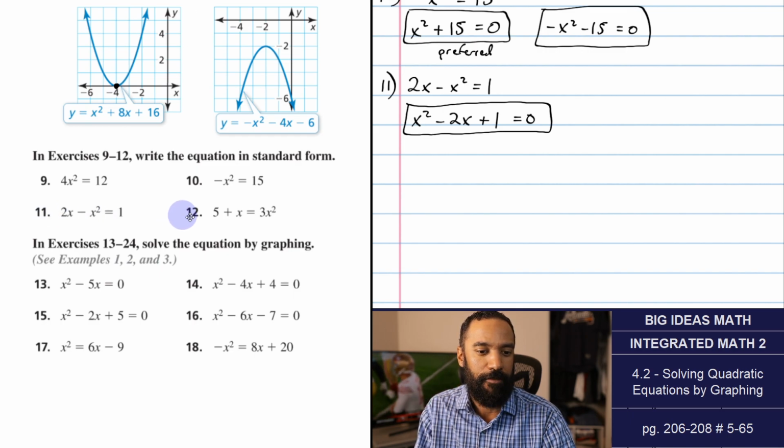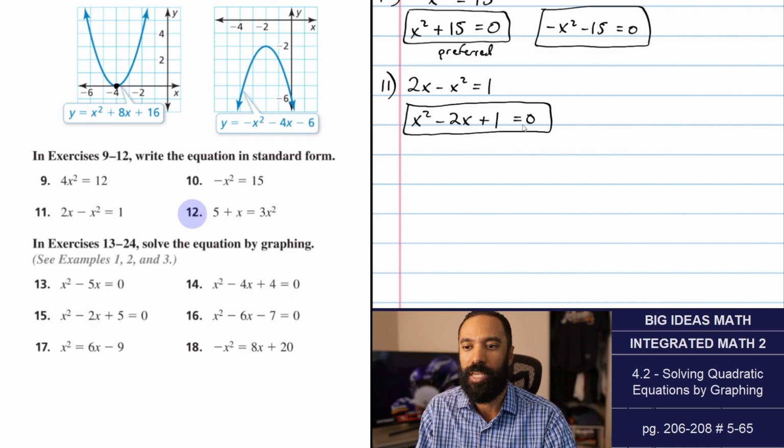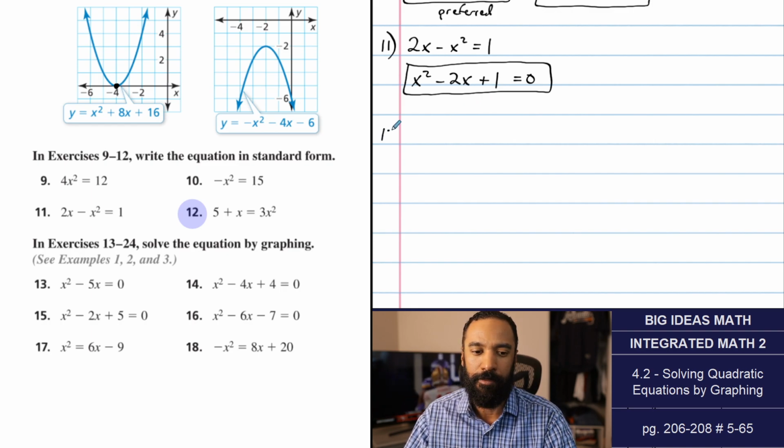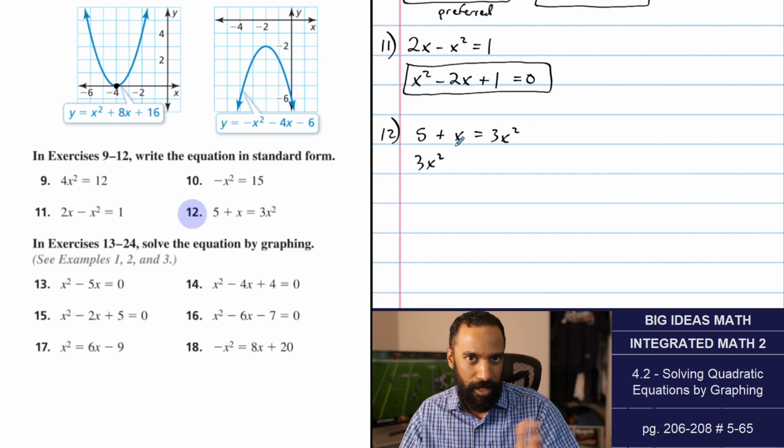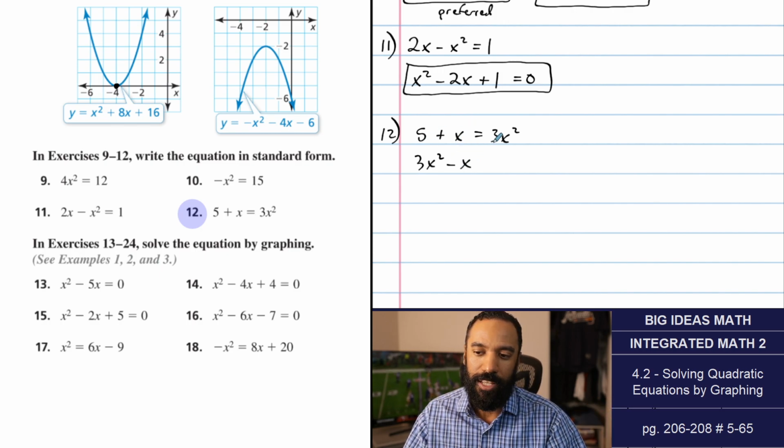And then number 12, 5 plus x equals 3x squared. Once again, I'll keep my x squared term positive by subtracting the other two things over. So 5 plus x equals 3x squared. Let's subtract over x. And when I say subtract it over, notice how I write them on the left side. Subtract it over and subtract 5 over, set it equal to 0.